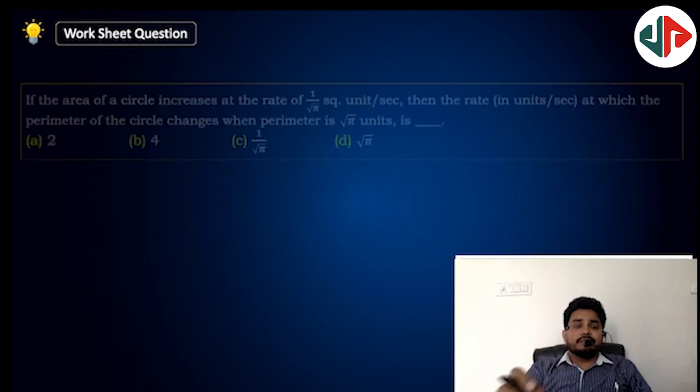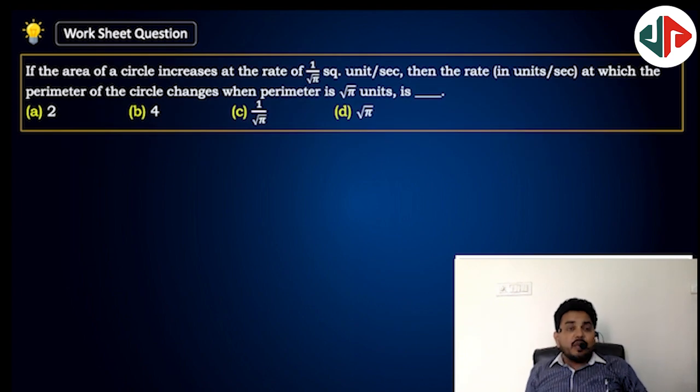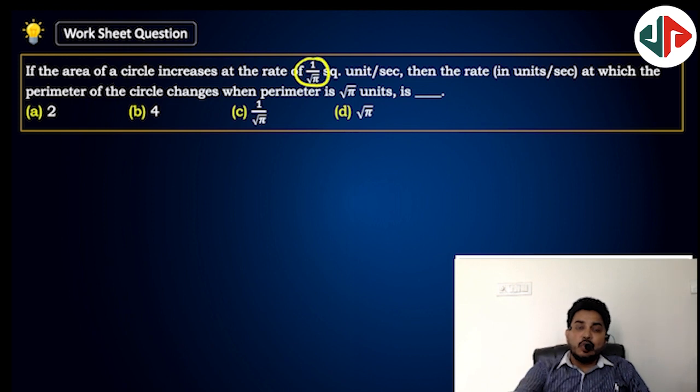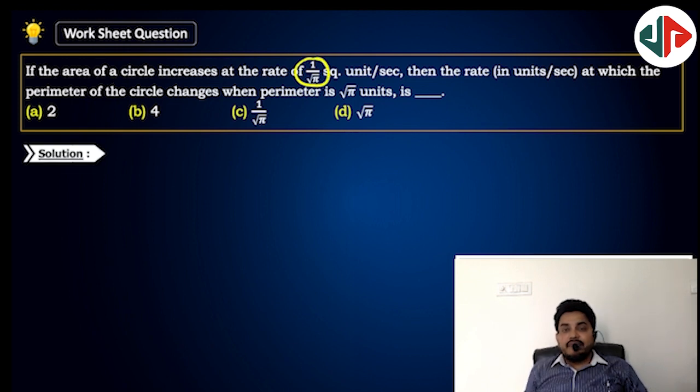So, what is the first question here? If the area of a circle is increasing at the rate of 1 by root pi square units per second, then at what rate does the perimeter of the circle change when the perimeter is root pi units?